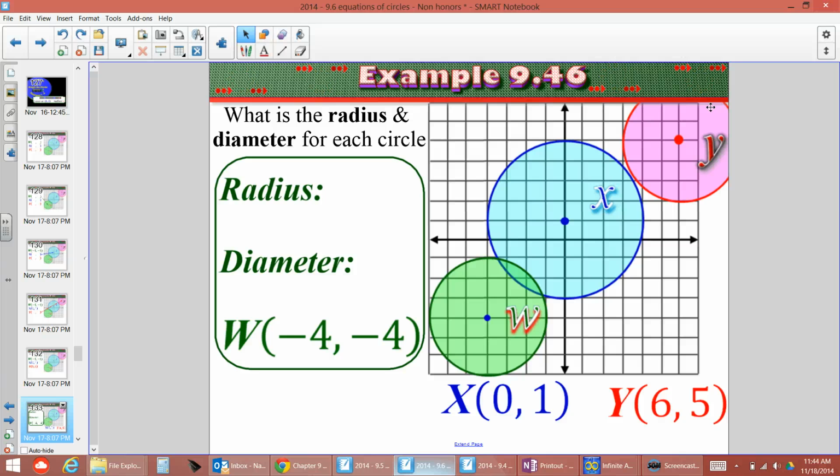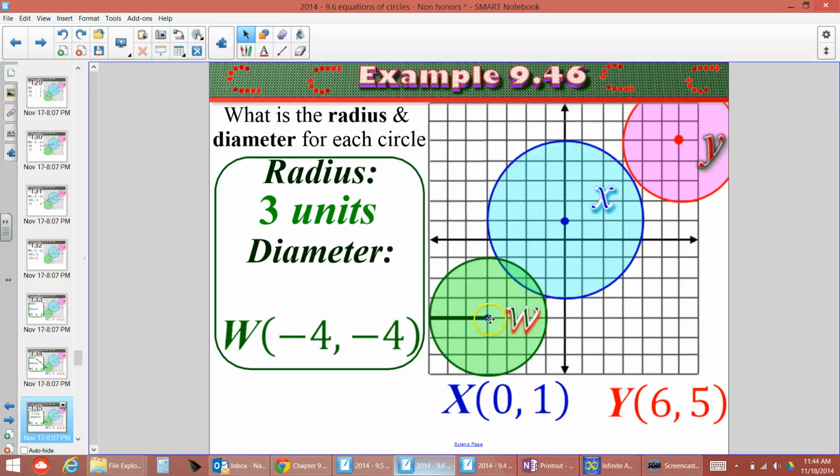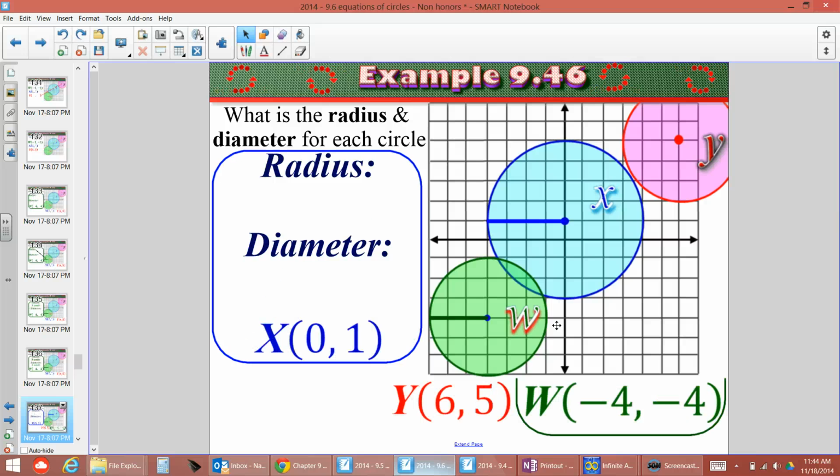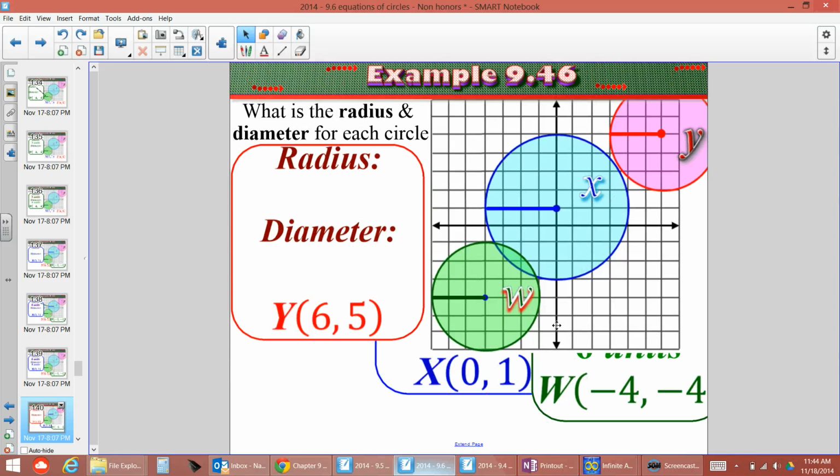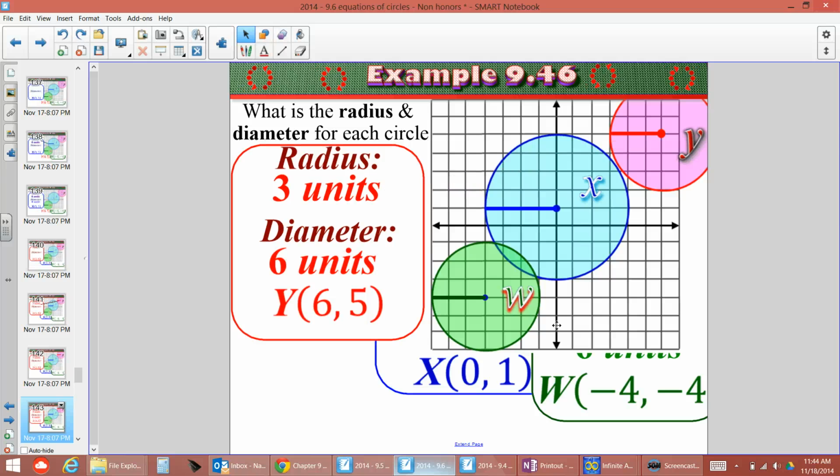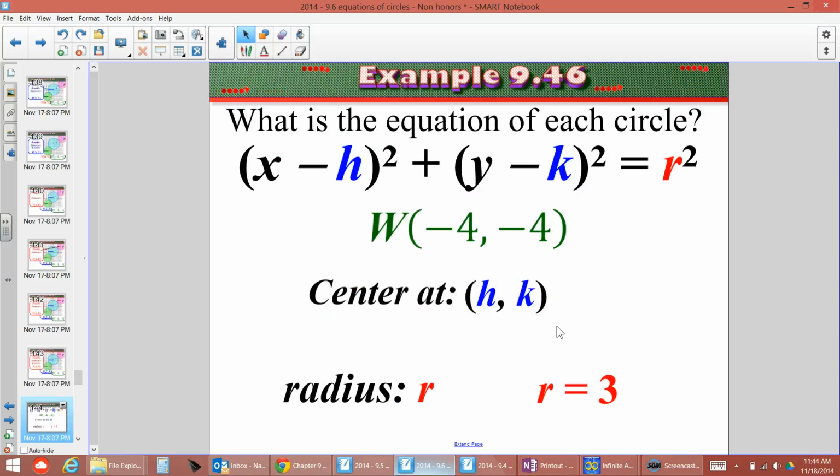Once we find the center, we can now find the radius. We go from the center to the edge. We count 1, 2, 3. The radius is 3. The diameter, we can either double that to get 6, or we can count all the way across the circle. And we end up with 6 units. So for X, we count left 4, so the radius is 4. We can double it to get 8, or we can count all the way across the diameter. For Y, we count left 3, so the radius is 3. All the way across is 6, or we just double it, either way.